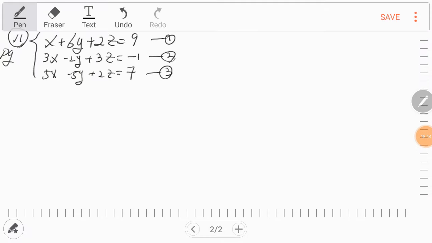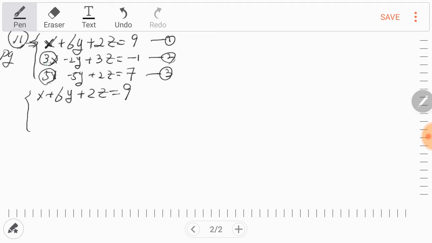Okay, this is exercise number 11 on page 186. From here, first we don't have to interchange equations because in the first equation the coefficient of x is 1, so we don't have to interchange. Using the first equation, we will eliminate 3x and 5x. So let's write the second system. First equation is unchanged. We will use the first equation to change the second equation.